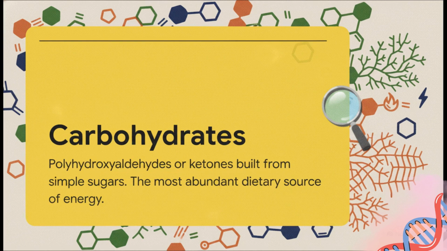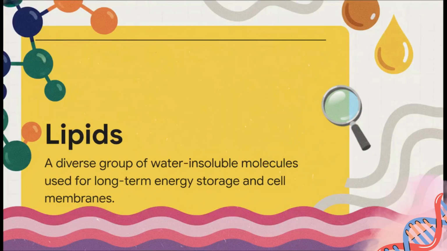They also have some key structural jobs, like the cellulose that makes plant cell walls so tough. Then you've got lipids. This group includes things like fats, oils, and waxes, and the one thing they all have in common is they do not dissolve in water. This property makes them perfect for two huge jobs. First, acting as a really dense long-term energy reserve, and second, and this is absolutely critical, forming cell membranes. That oily barrier is what separates the inside of the cell from the outside world.